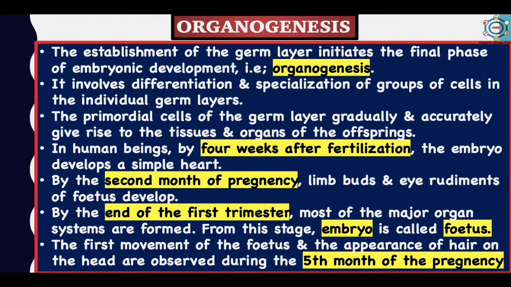The first movement of the fetus and the appearance of hair on the head are observed during the 5th month of pregnancy. So, by the end of the second trimester, that is 24 weeks of pregnancy, the body of the fetus is covered with fine hairs, and eyelids and separate eyelashes are formed. Then the fetus becomes fully developed and ready for delivery by the end of 9 months of pregnancy. So this is the formation of the organs in the embryo, that means in the fetus.